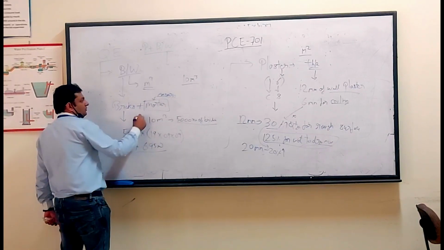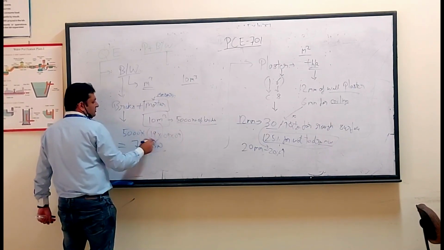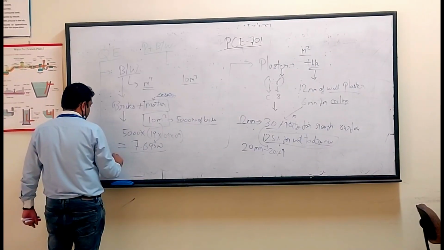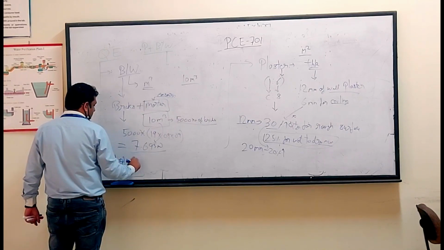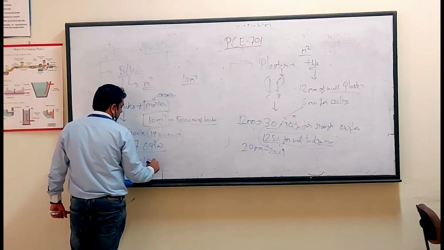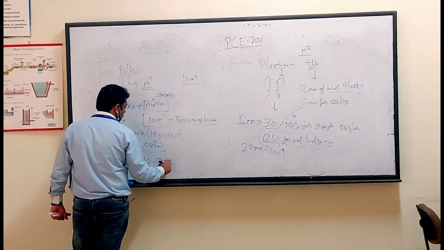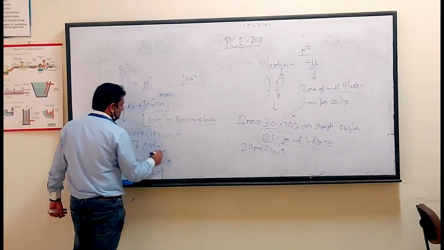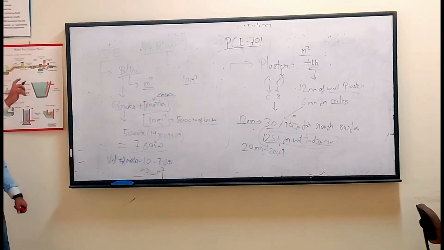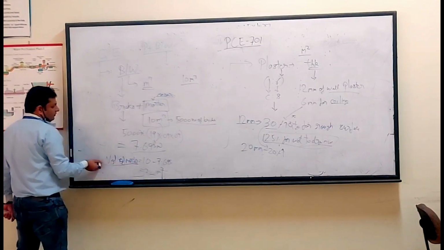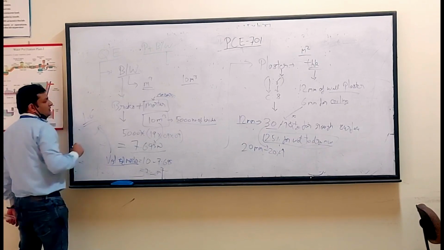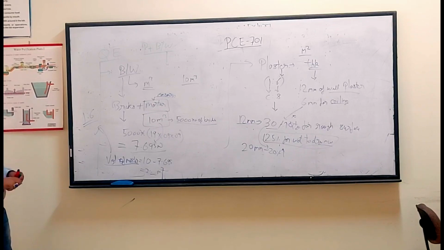So in 10 cubic meters, this much volume is occupied by what? Bricks. And what is the remaining volume? The volume of mortar. It will be how much? 10 minus 7.69, whatever you get, 2 point something. This will be your volume of mortar. Again, the proportion of mortar taken here is 1:6, one portion cement and 6 portions sand.